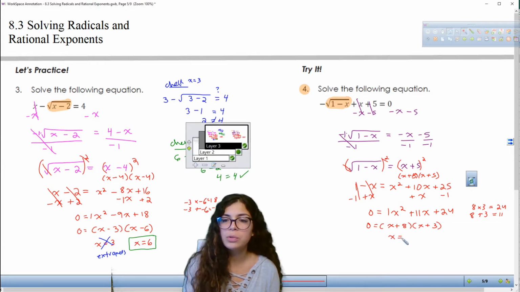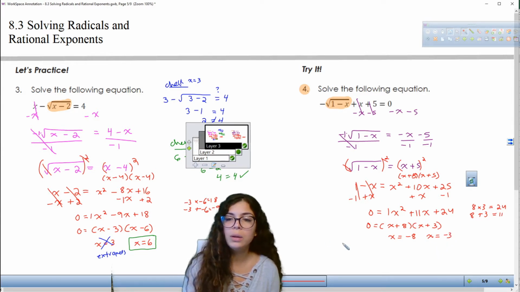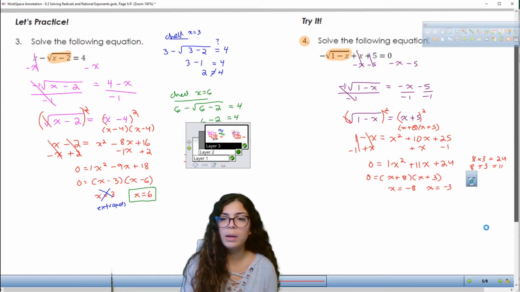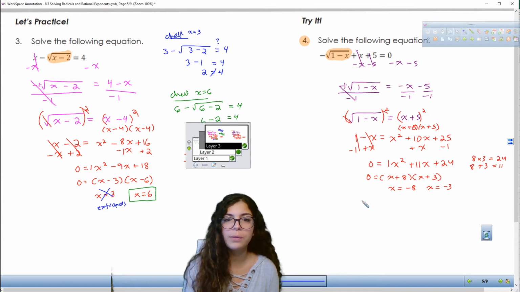So we have two potential solutions, x equals -8 and also x equals -3. So let's go ahead and check both of these. I guess we'll start with -8 first. So let's check -8.